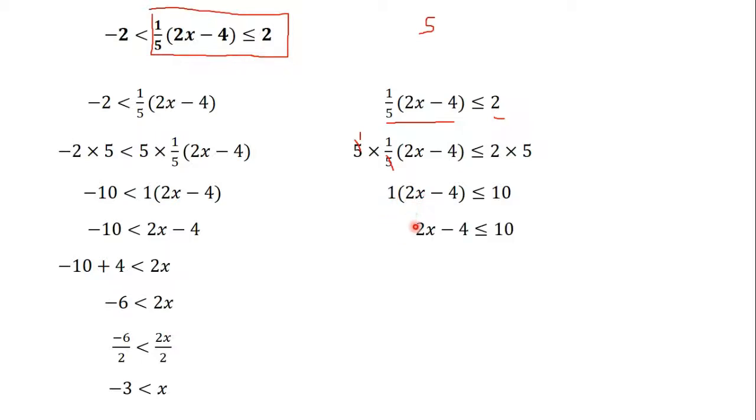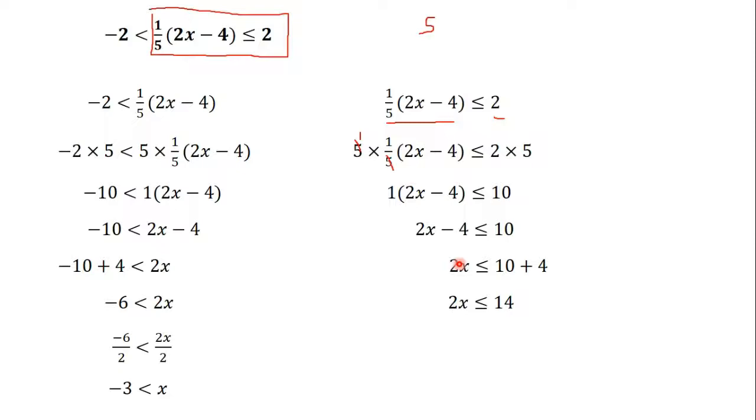1 times 2x will give us 2x. 1 times minus 4 will give us minus 4. It's less than or equal to 10. We group like terms and simplify. So we have 2x is less than or equal to 10 plus 4. 2x is less than or equal to 10 plus 4 is 14.